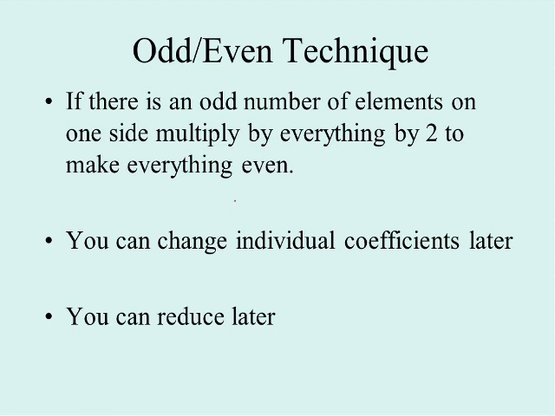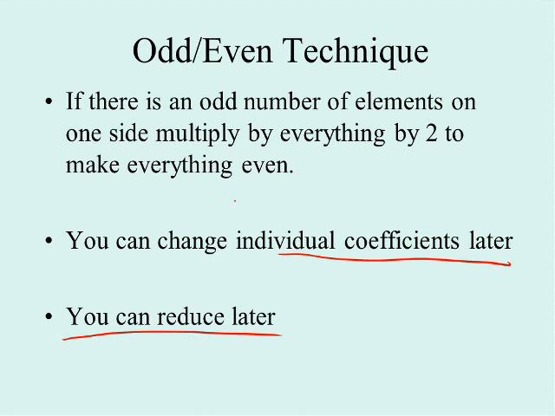And we'll show you an example of that. And you can change the individual coefficients later, and you can also reduce later. So you can change the coefficients in front of anything later. It doesn't have to stay that way. It just makes it easier to see if you multiply things out by 2.